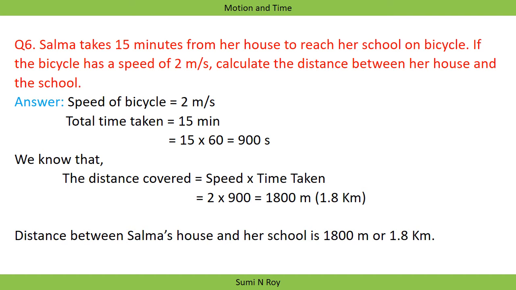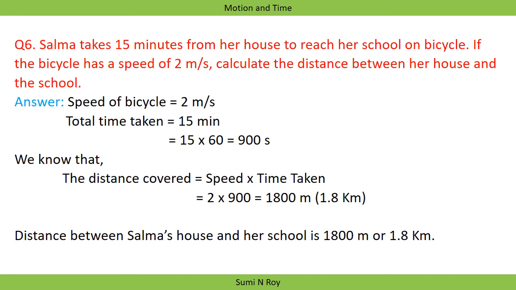Question number 6 is again a numerical. Salma takes 15 minutes from her house to reach her school on bicycle. If the bicycle has a speed of 2 meters per second, calculate the distance between her house and the school. So firstly we will write the given values. Speed of the bicycle is 2 meters per second. Then total time taken is 15 minutes.